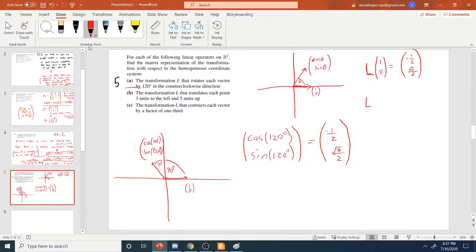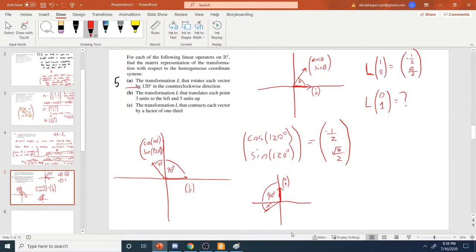Now I also have to figure out what L of the vector 0, 1 is. And likewise, I can figure that out geometrically. So what I have to do is look at the vector 0, 1, and then I go over by 90 degrees, and then I go down here by 30 degrees. And I could consult what this has to be by looking at a table of sines and cosines, but it's pretty easy to figure it out.